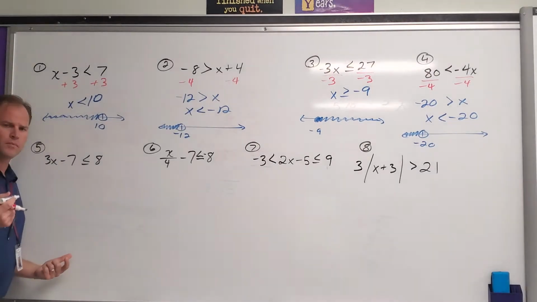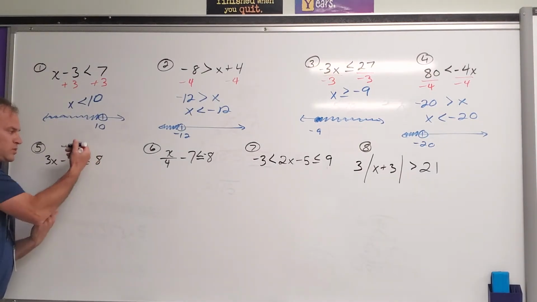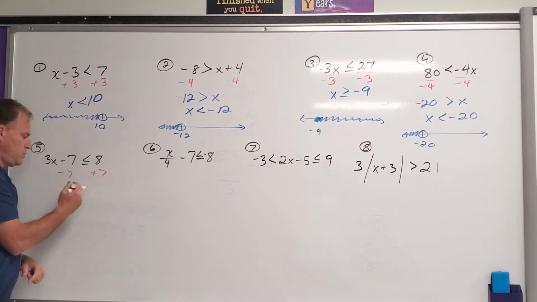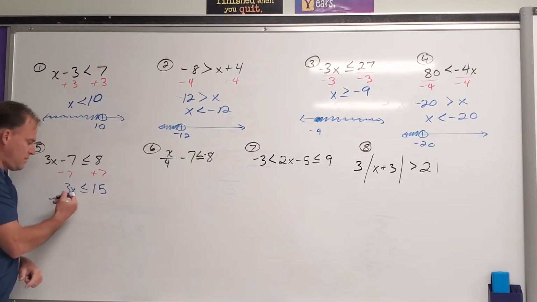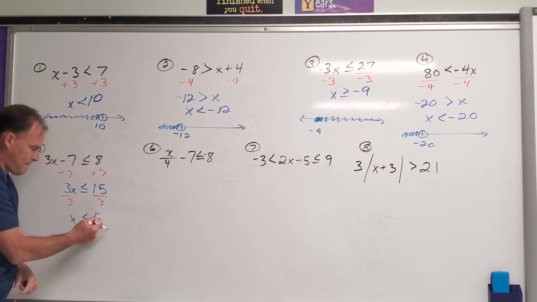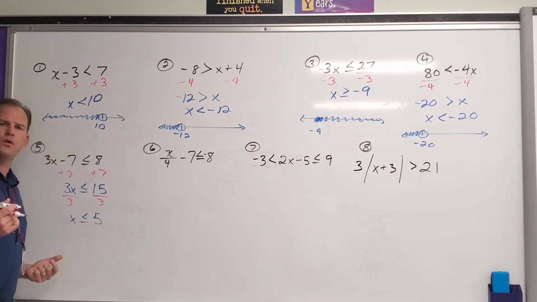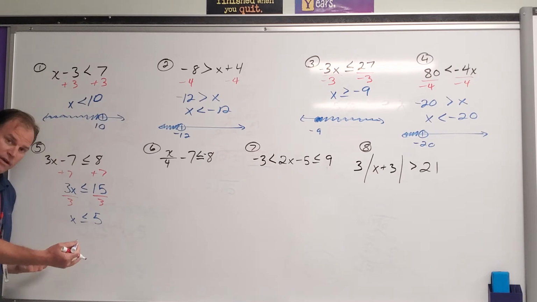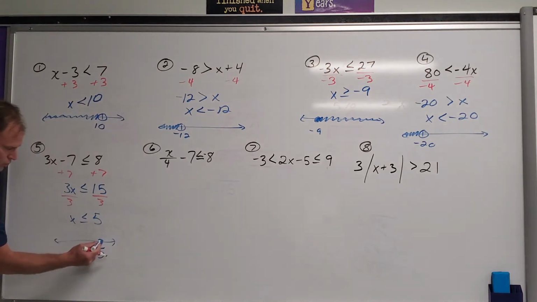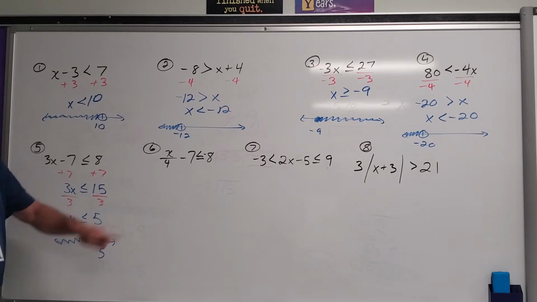Again, we solve these problems just like normal. If this was an equal sign, I'd do the same couple of steps. Add 7 to both sides. Divide by 3. Follow the same steps you would if it was an equal sign, but again, we have to graph. I look here, 5. I have a closed circle, shade less than.